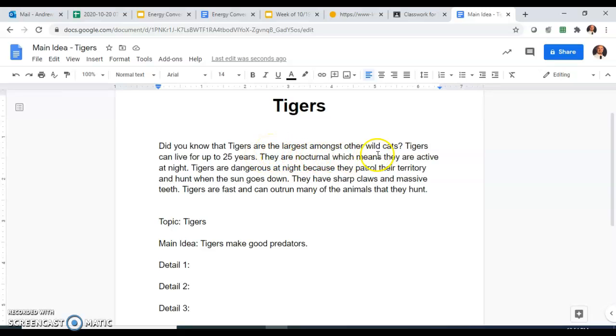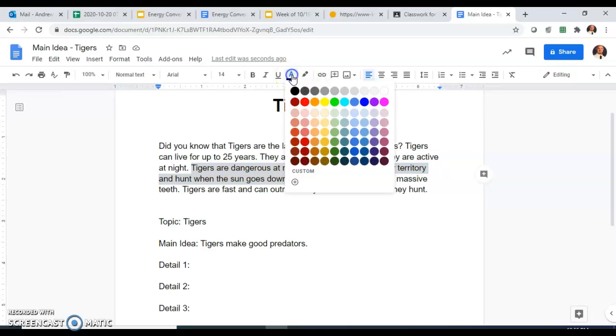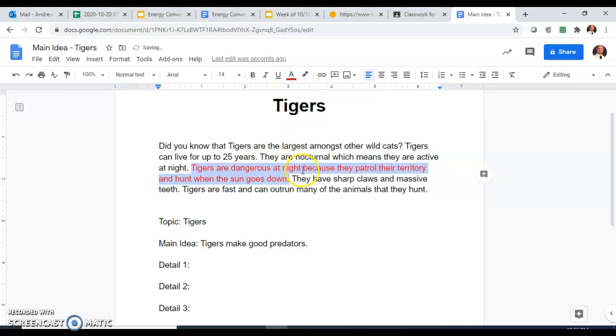They are nocturnal, which means they're active at night. Okay, now we're getting somewhere, because if they're active at night, maybe they can ambush their prey. Tigers are dangerous. Okay, I'm going to highlight this. This sounds like it might go along. Tigers are dangerous at night because they patrol their territory and hunt when the sun goes down. If the text is directly saying that they're dangerous at night, that supports that they're a good predator.